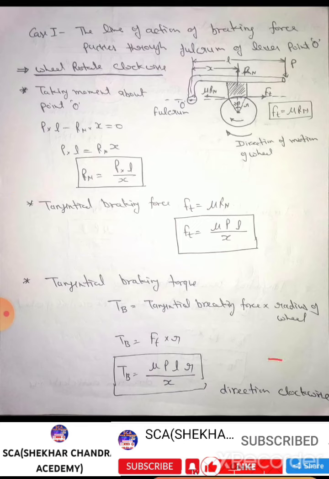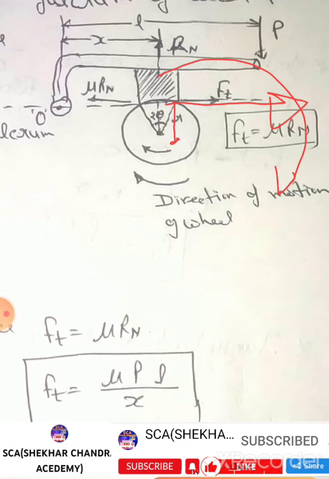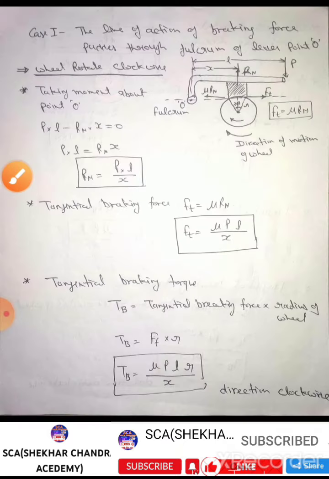Now here mention the direction, clockwise. Please see in the figure. Ft is in right direction and R is this. So you can see this is the couple in clockwise direction about the center of the wheel. Okay.